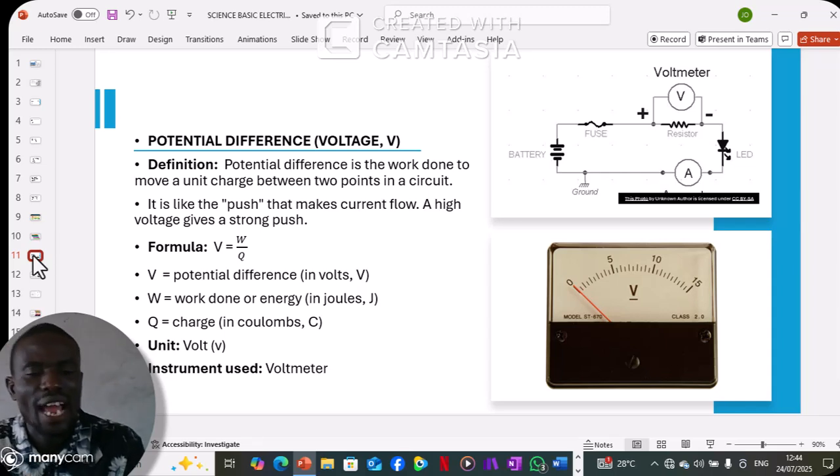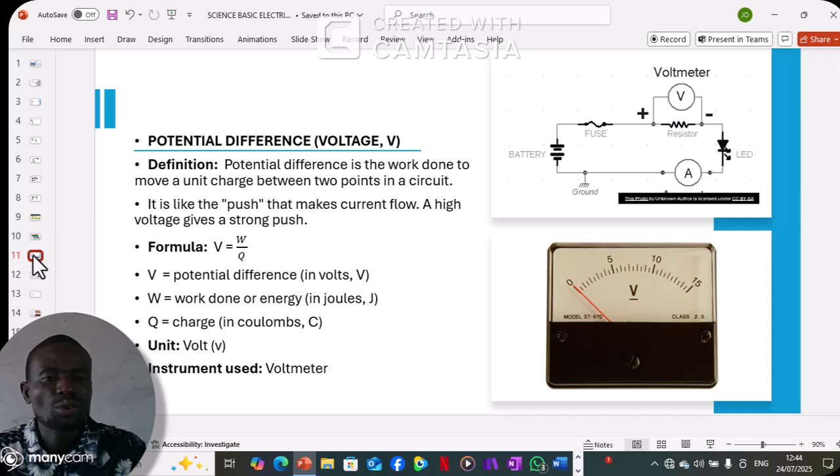Let's look at another important quantity that we need, that is very important, and it is called potential difference. Potential difference, or simply voltage. We say voltage, current, voltage. What is now the difference between current and voltage? Now I want to explain to you the relationship between current and voltage.